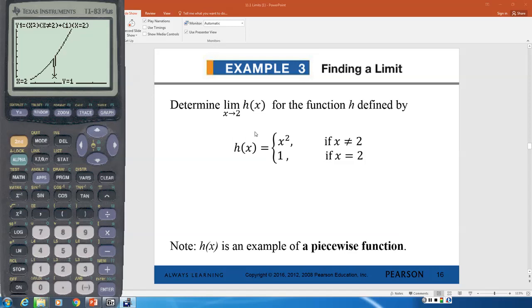Now looking at that from the graph, we're trying to find the limit as x approaches 2 of h of x. What is it? As it's approaching, it doesn't have to be 2, because when it is 2, the y value is 1. But as I approach 2 from the left and I approach 2 from the right, what number is it getting closer and closer to? 0 or 1? Let's trace and see. Let's start out at 1 and trace closer.